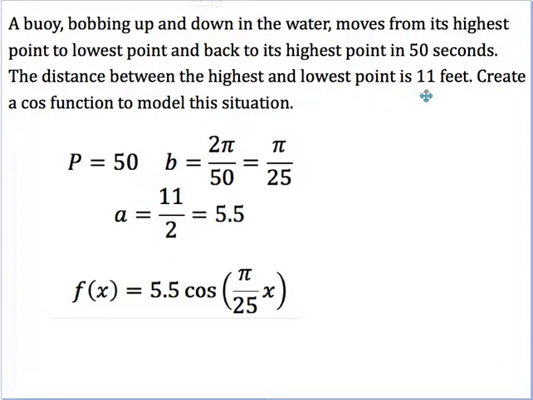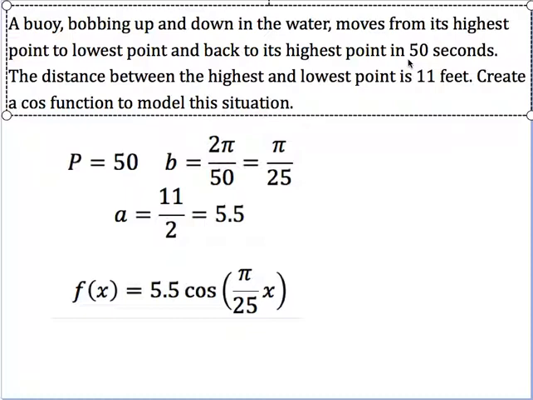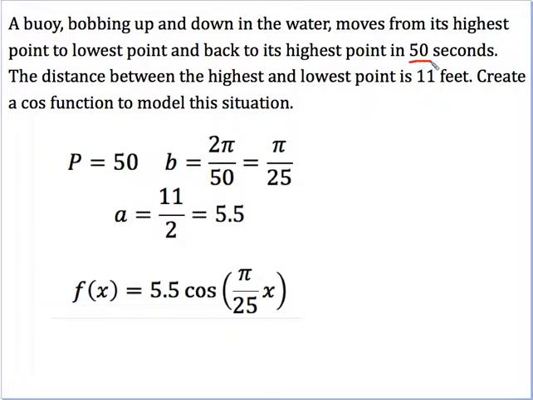This is another application problem. It'll be a multiple choice version. All right, it's in the multiple choice section of the test. A buoy bobbing up and down in the water moves from its highest point to its lowest point and back to its highest point in 50 seconds. So that's your period here. Your period length is 50. The distance between the highest and lowest point is 11 feet. So that would be kind of like your diameter. So half of that is going to be your amplitude. So for this, your A value, you do 11 divided by 2, you get 5.5.